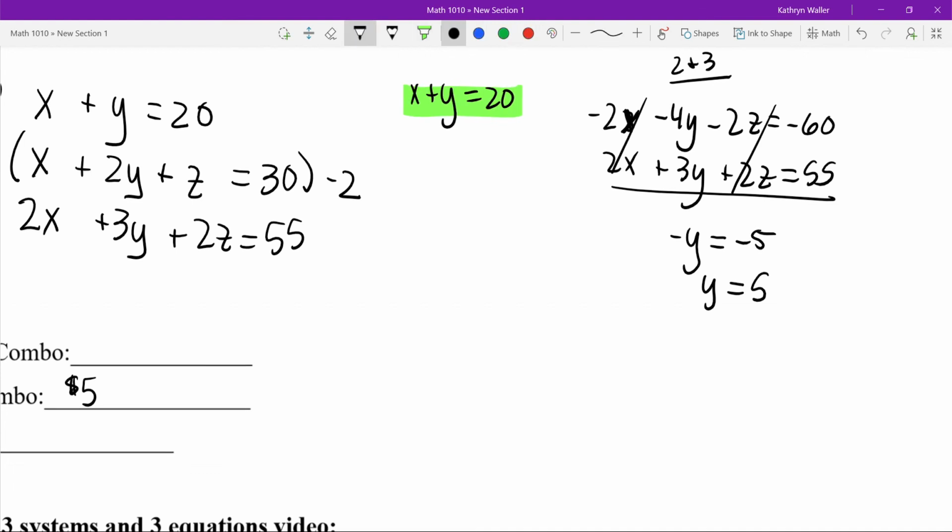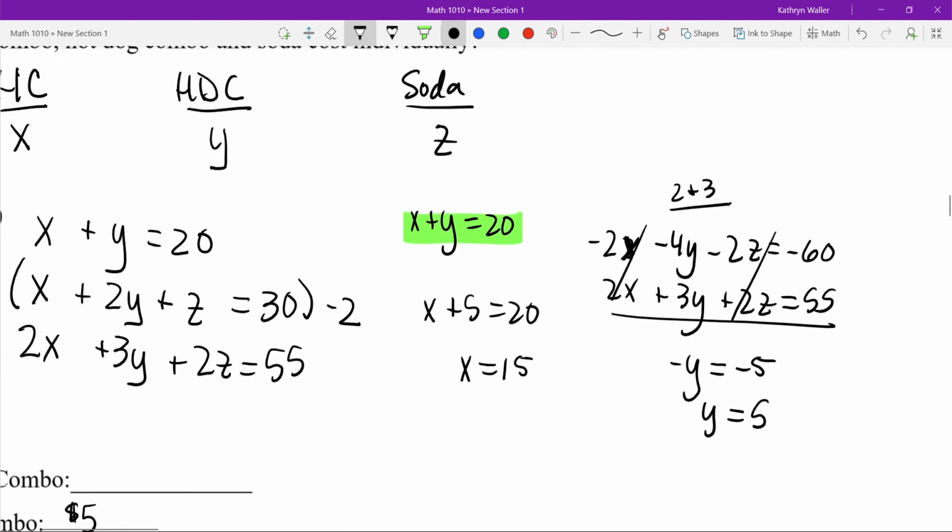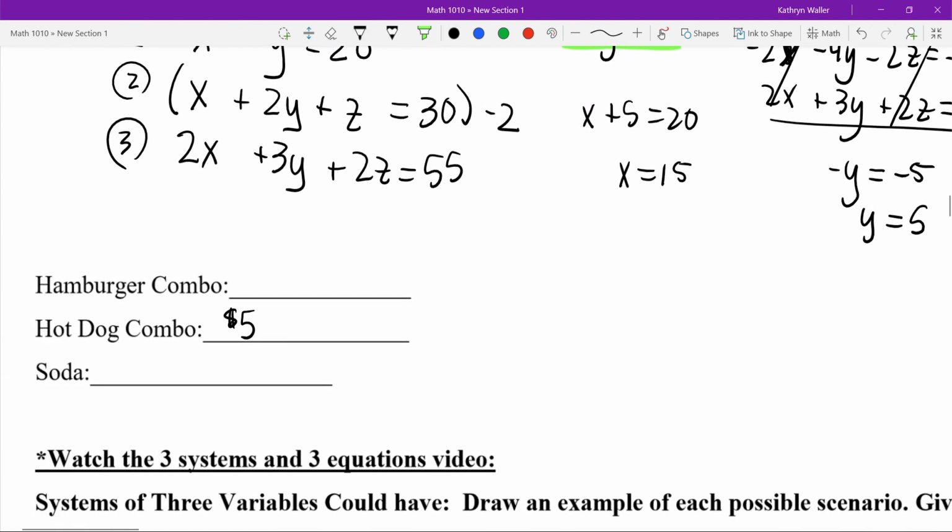Now, after the clap step, I go to the middle, but there's only one equation that ended up in the middle, and that's that one. So I'm just going to put in a 5. So I have X plus 5 equals 20. Pull my 5 over, I get X equals 15, and that stands for a hamburger combo. So a hamburger combo is $15.